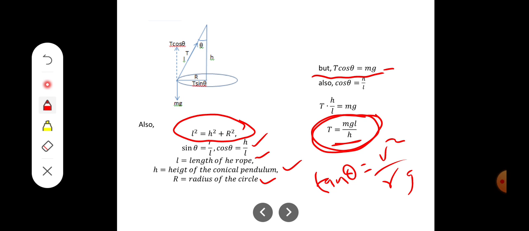It says in a conical pendulum, a string of length 120 centimeter is fixed at a rigid support and carries a mass of 150 grams at its free end. If the mass is revolved in a horizontal circle of radius 0.2 meters around a vertical axis, calculate the tension in the string. Tension in the string, the best formula to use here is mgL over h. Let's check that. That's the formula here, mgL over h.